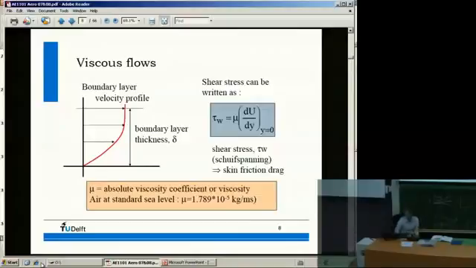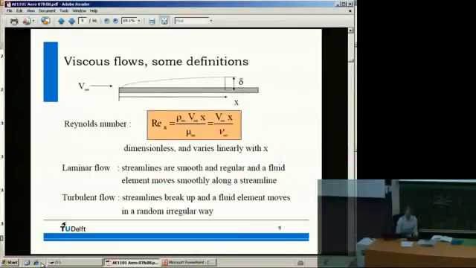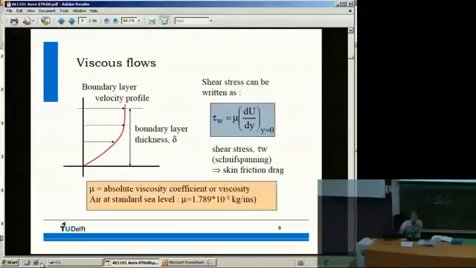Yeah? Sorry. Yes. Sorry, in the x-axis? In this, what we write here?